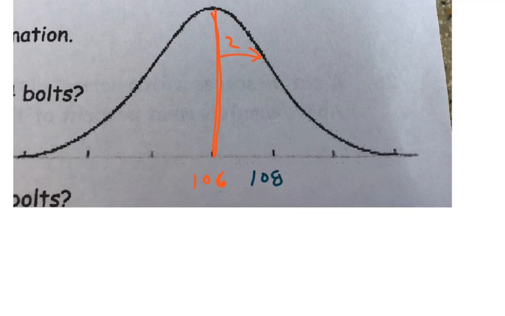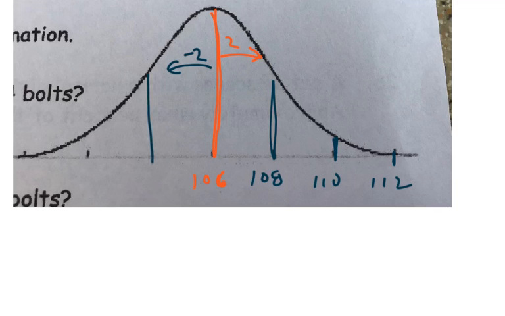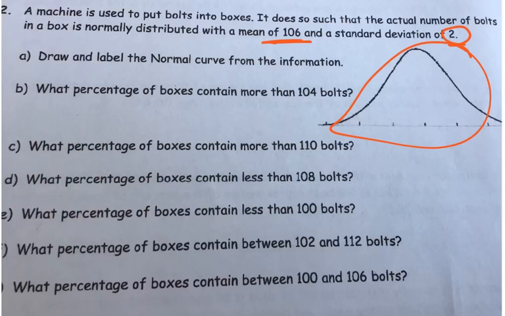So this is 108 to here. This is 110 to there. This right here is 112. Let's go 2 in the negative direction, standard deviation. This would be 104. Another 2 backwards would be 102. And this, of course, would be 100. So there's our setup. We're ready to answer questions. So we did A. We drew and labeled the normal curve.